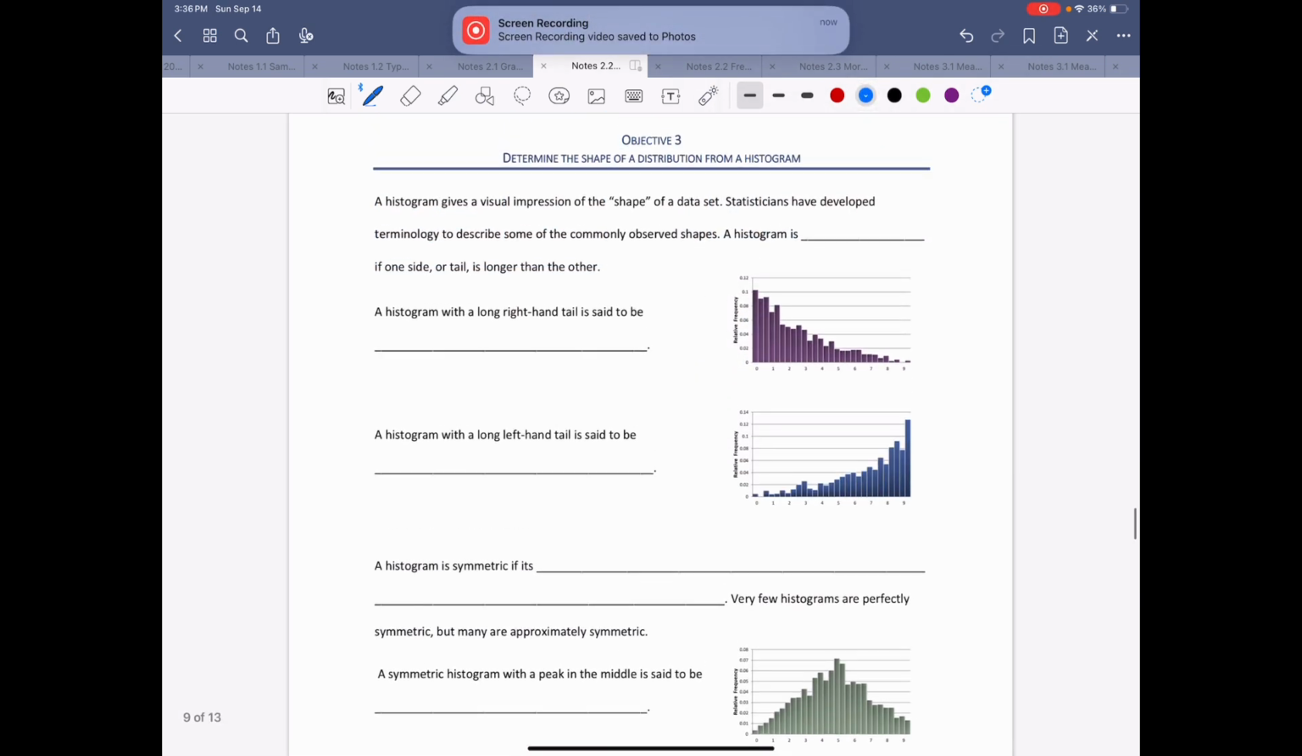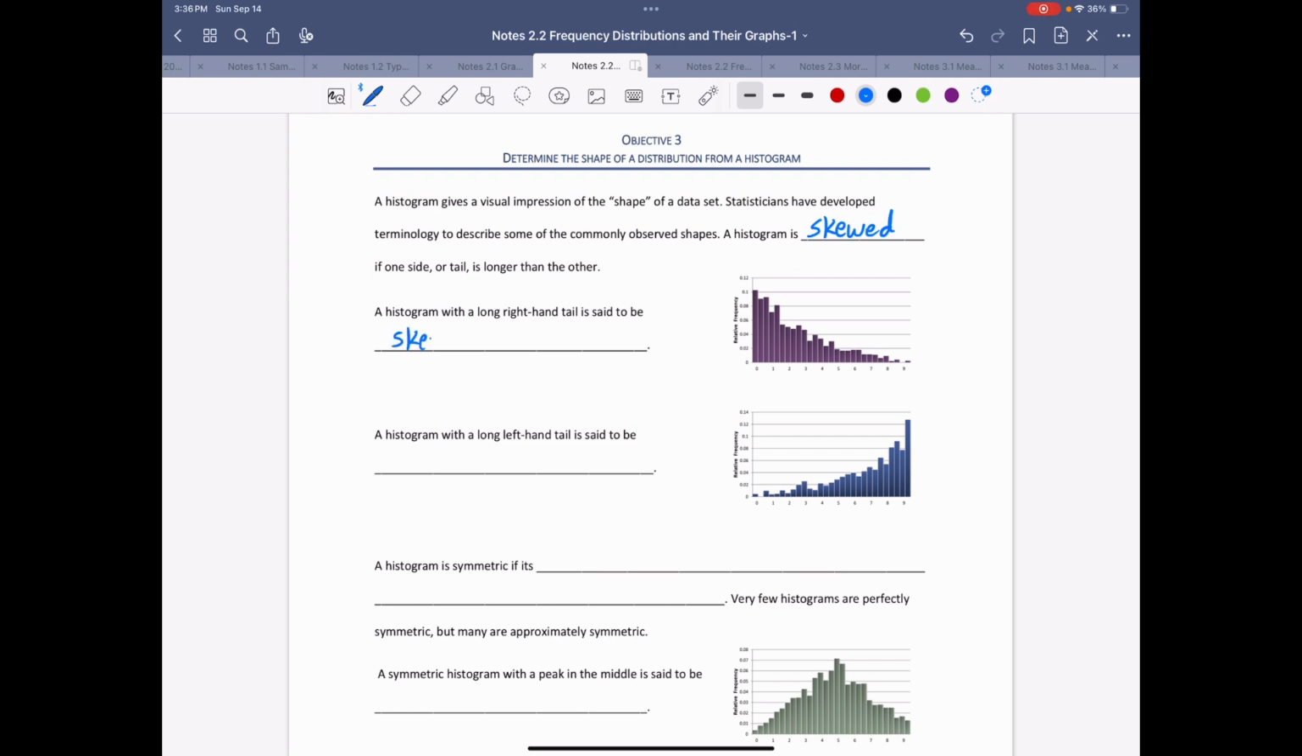Now, a histogram gives the shape of a data set. Statisticians have developed terminology to describe some of the commonly observed shapes. A histogram is skewed if one side or tail is longer than the other. A histogram with a long right tail is said to be skewed right. And here's how I can tell which way the tail's going. Think of this as a dinosaur tail, and here is the tail. It's going off to the right. Okay, it's positively skewed or skewed right.